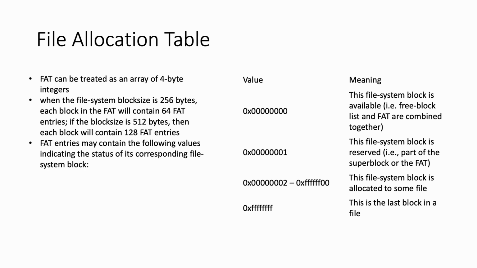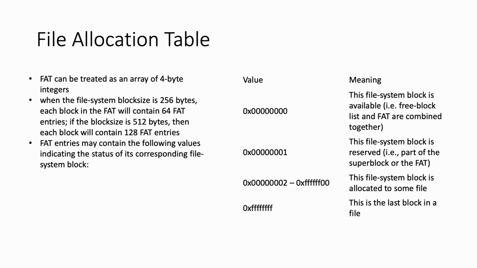Then let's take a look at the file allocation table. The file allocation table can be treated as an array of 4-byte integers. When the file system block size is 256 bytes, each block in the FAT will contain 64 FAT entries. If the block size is 512 bytes, then each block will contain 128 FAT entries.